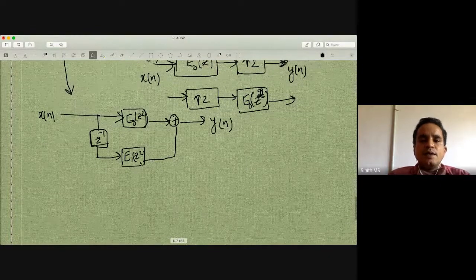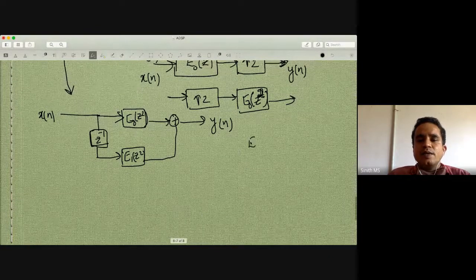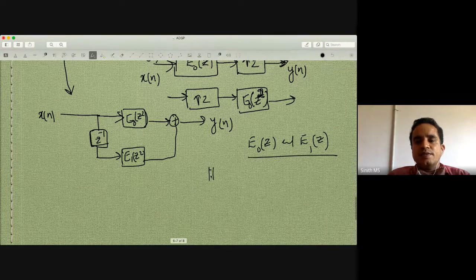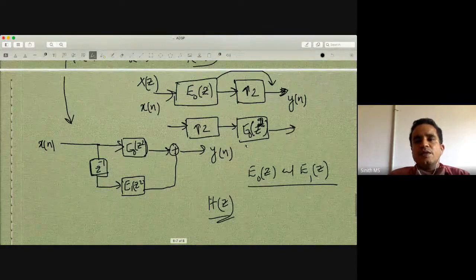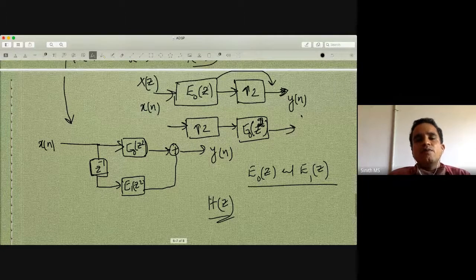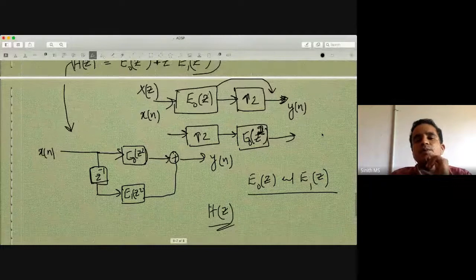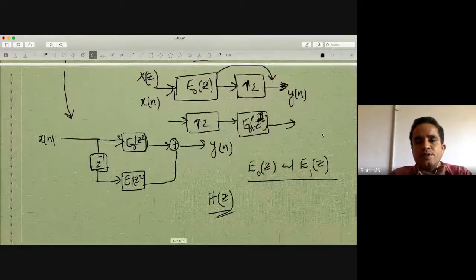So in this case, E0(z) and E1(z) are the polyphase decomposition of your filter H(z). In this case, we have used a factor of 2. This can be generalized for a factor of, say, M. We shall see how this is done for a larger factor in the next class. So I hope these things are clear to you.